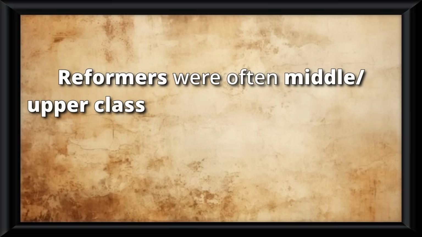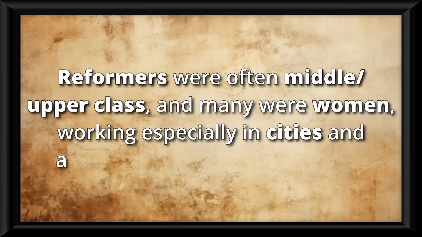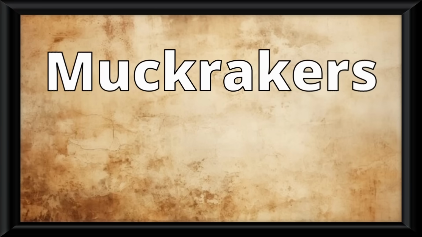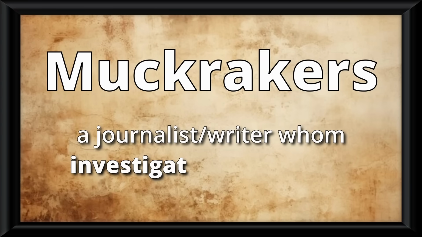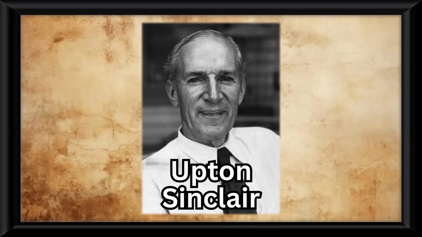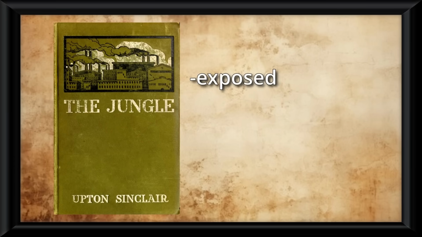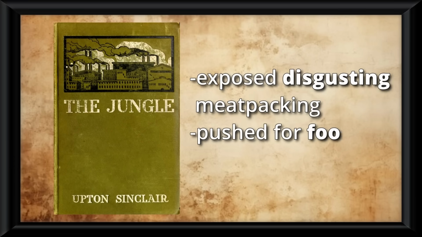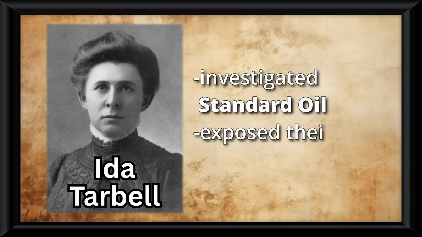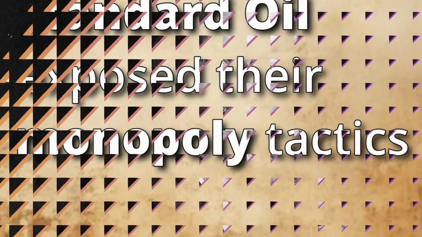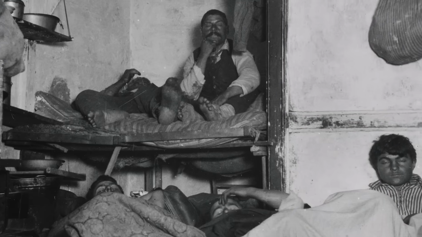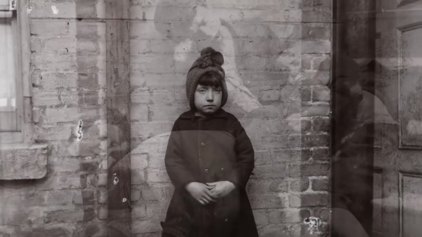Reformers were often middle to upper class, and many were women working especially in cities and among immigrant populations. The biggest thing you'll see in this movement is something called muckrakers. This means a journalist / writer who investigates wrongdoing. Let's go through some key figures in this regard. Upton Sinclair was a muckraker who wrote the famous The Jungle. This book exposed disgusting meatpacking and pushed for food regulations. Ida Tarbell is a muckraker who investigated Standard Oil and exposed their probably illegal monopoly tactics. And finally, Jacob Riis is a muckraker who made the book How the Other Half Lives, where the book is packed full of photos and reports exposing the horrid tenement housing conditions.